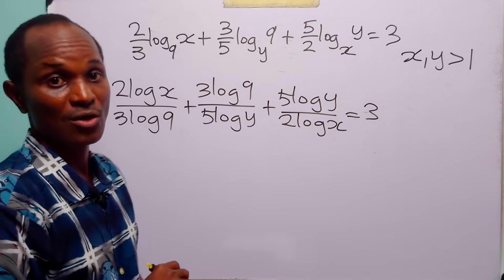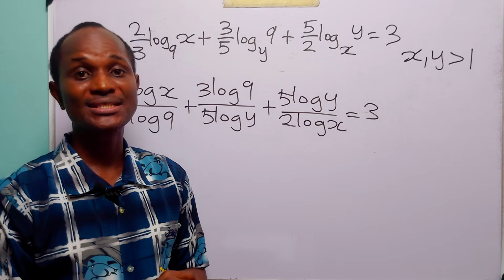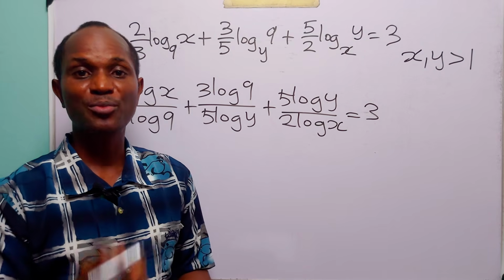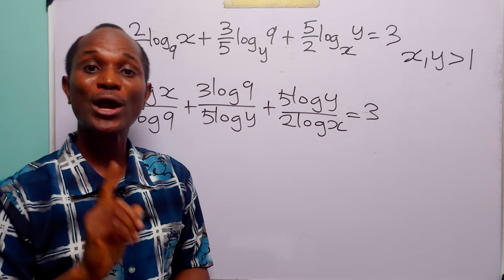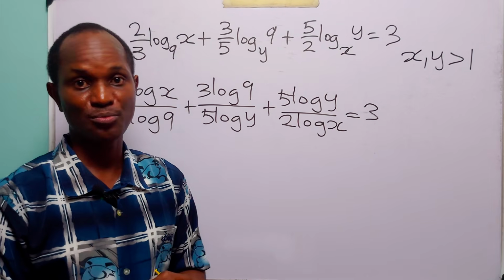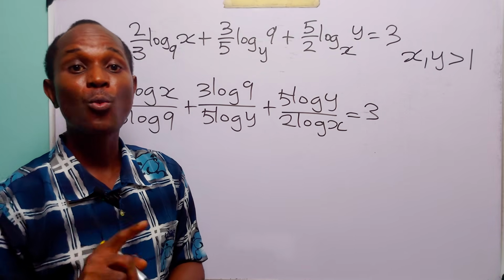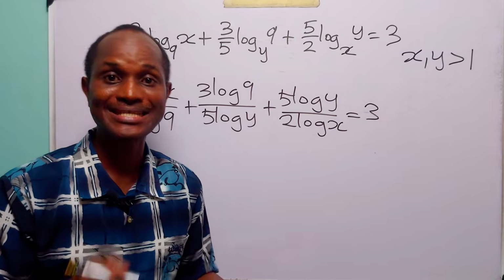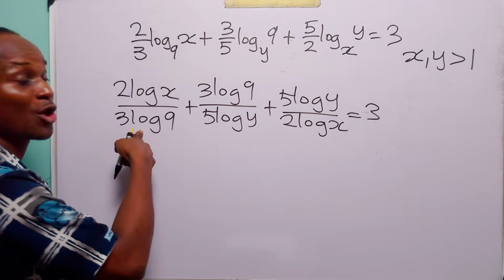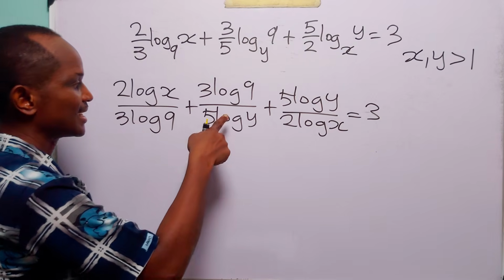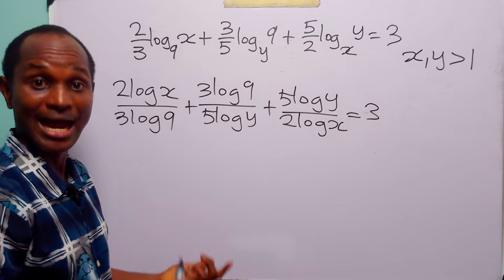Now, at this point, we are going to apply the AM-GM inequality. This is the inequality that tells us that for a group of positive real numbers, the arithmetic mean must be greater than or equal to the geometric mean of the group. Now, the arithmetic mean is only equal to the geometric mean when all the numbers in the group are the same. Of course, you know that for x and y greater than 1, this number is going to be real and positive. This number is going to be real and positive. And this number is also going to be real and positive.